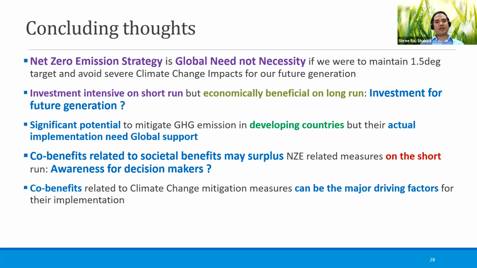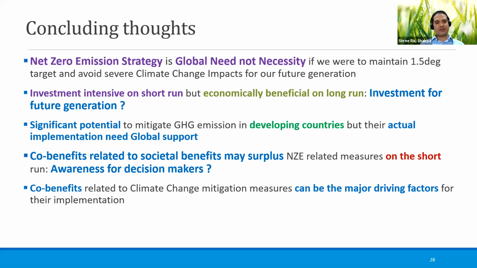Net zero emission strategy is a global need, not just a necessity, if we are to limit the temperature rise to 1.5 degrees by the end of the century. Especially for a small economy like Nepal, it is very investment intensive in the short run. But in the long run, it can be an economically beneficial investment, as we have seen from the marginal abatement cost curve. Investment in these net zero emission projects is investment for future generations.